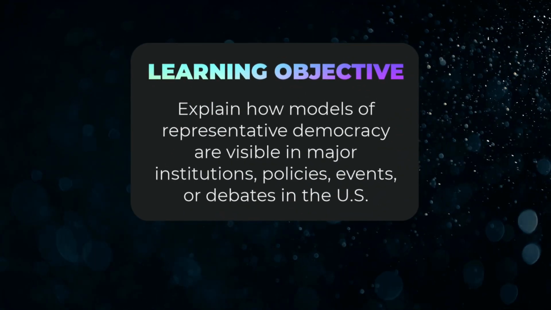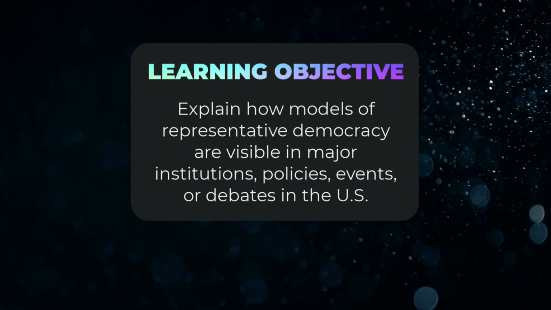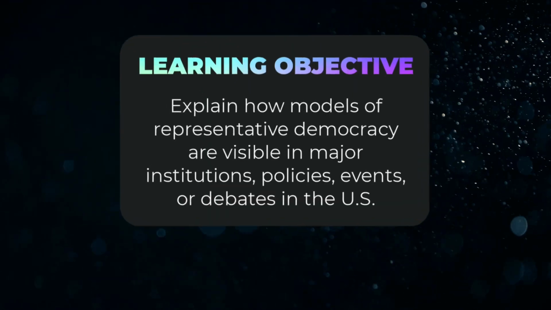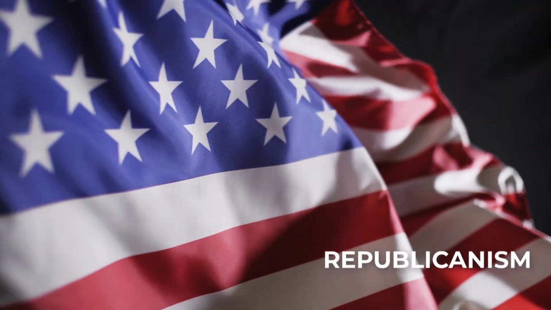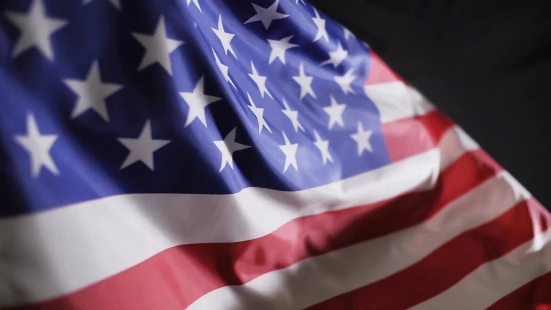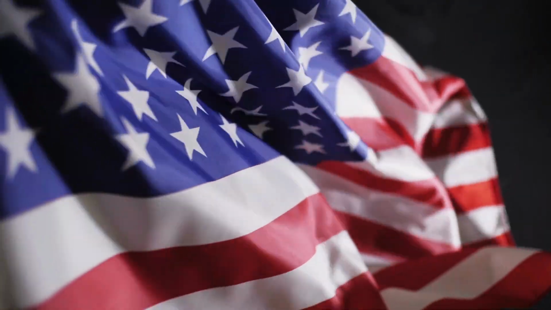In this video, our goal is to explain how models of representative democracy are visible in major institutions, policies, events, or debates in the U.S. The United States was founded on the principles of republicanism, a representative form of democracy where elected officials are entrusted to act on behalf of the people.